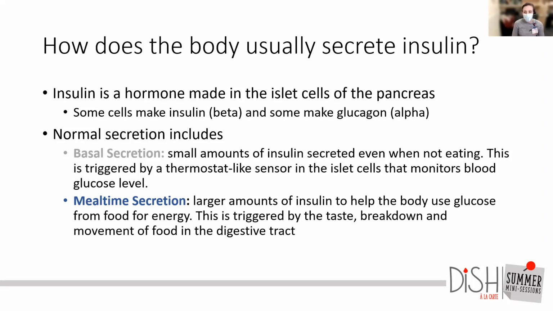Insulin is usually secreted by the pancreas in two ways. There's what we call basal secretion. This is where small amounts of insulin are secreted even when we're not eating. That type of insulin secretion is triggered by a thermostat-like sensor in the islet cells that monitors blood sugar levels and attempts to keep them within that desired range. Then there's mealtime secretion, and this is when a larger amount of insulin is released to help the body turn food into energy. This secretion is triggered by the taste, breakdown, and movement of food within the digestive tract.